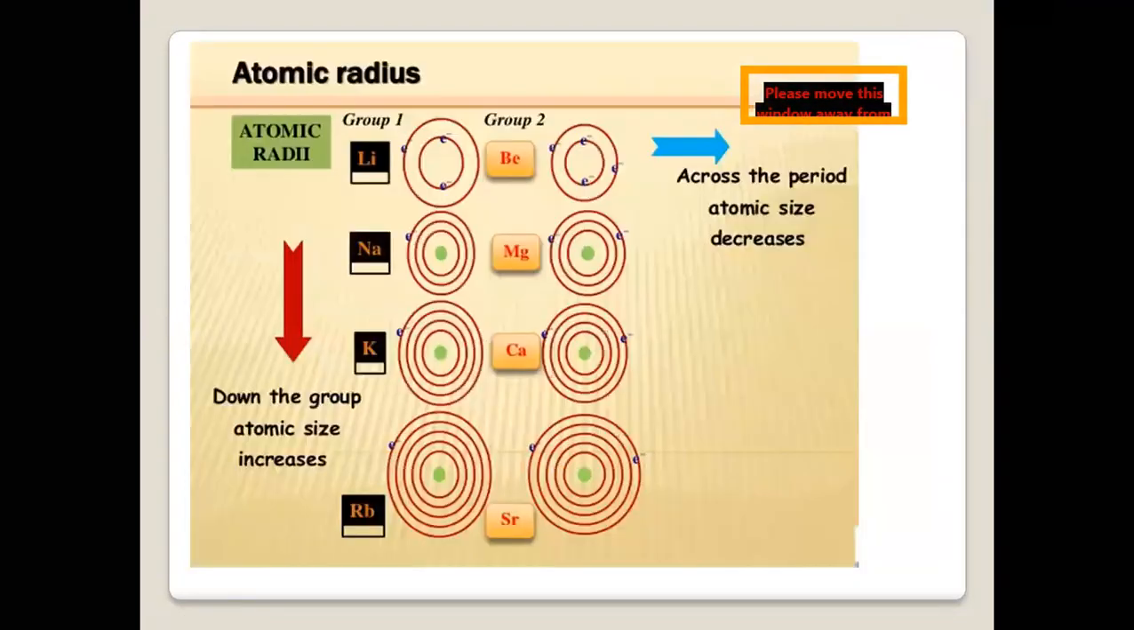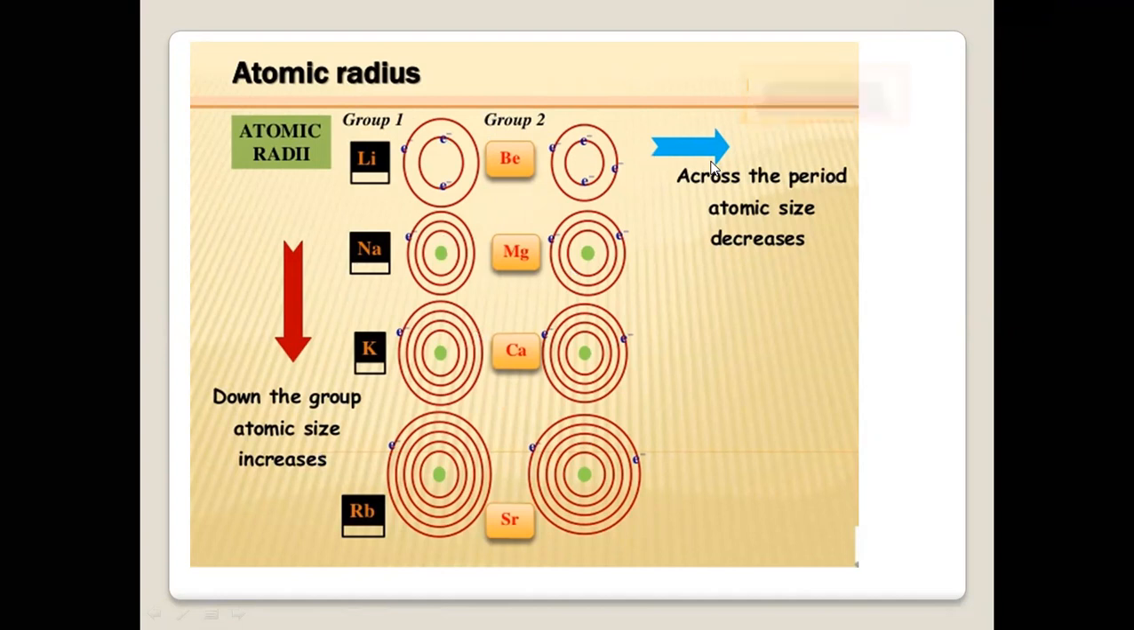Okay. See here, this is the atomic radius. As you go down the group, the atomic size, atomic number, and atomic radius are increasing. And as you go from left to right, that is across the period, the atomic size is decreasing. Okay, this is about the atomic radius.